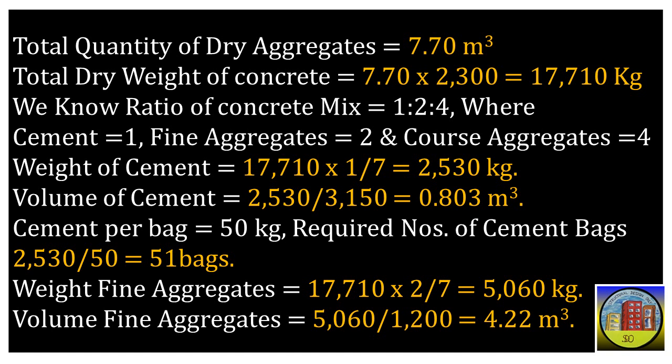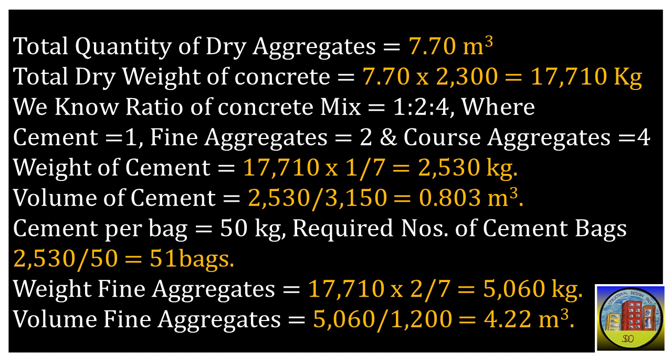Volume of cement equals 2,530 by 3,150 equals 0.803 cubic meters. Cement per bag equals 50 kilograms. Required number of cement bags: 2,530 by 50 equals 51 bags.